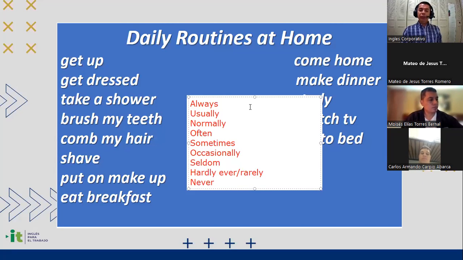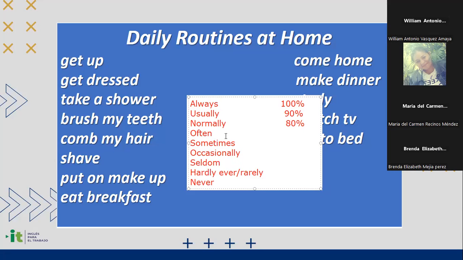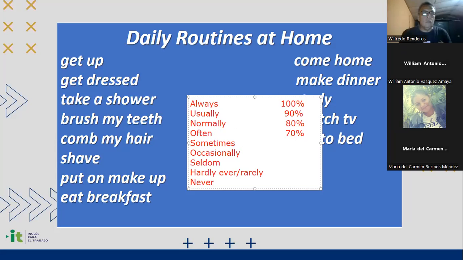Rarely, right? Now, what is the percentage of frequency in every one, right? For example, always is 100%, of course, right? Then usually could be like 90%, for example, right? Not exactly, but you know, for you to have an idea. Normally it could be like 80%. Then often could be 70%. I repeat, this is not exactly, but for you to have an idea, right? Sometimes it could be like the 50%, right?